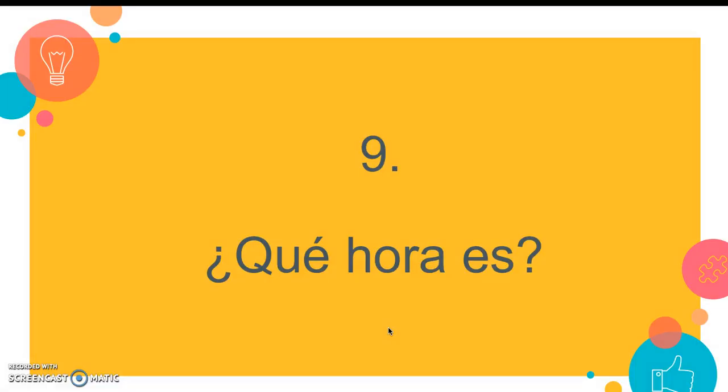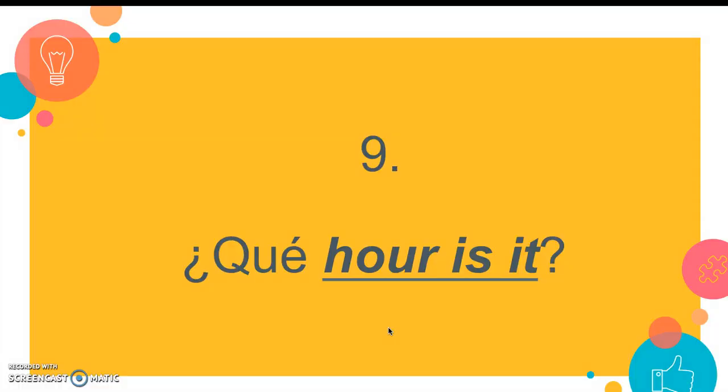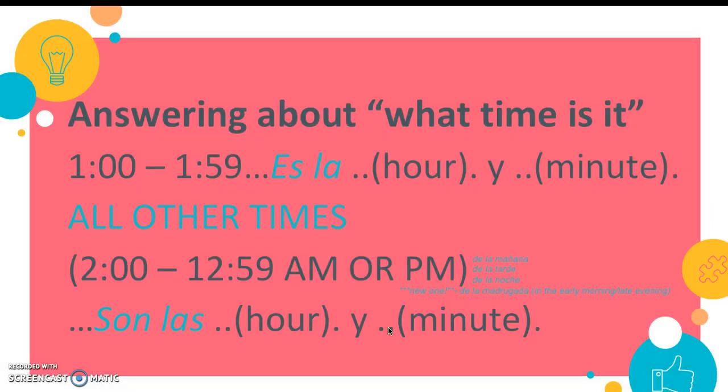Number 9, ¿qué hora es? So it's really asking what hour is it. So if it's 1 o'clock, you can use es la. But only for 1 o'clock because that's the only time that there's only 1 hour involved, so I can use a singular form of the verb. For any other time of the day, I'm always going to say son las. So if you can't remember, the one thing that you want to always remember is it's son las. The odds are always in your favor that it's son las because only twice a day is it es la.